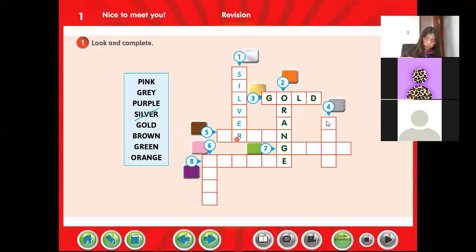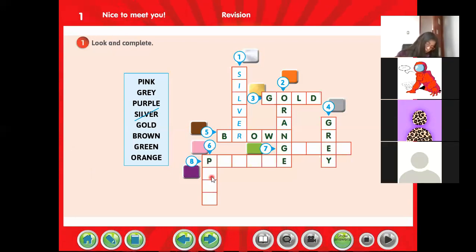Javier Salazar, number four. In order, please, in order. Javier, number four. Gray. Oh, very good, my friend. Catherine, the next, number five. Brown. Excellent. Brown. Alejandro Ramos, number six. Pink. Alejandro Ramos, pink. Excellent, my friend. Good job. Viviana Arroyos, seven. Number seven, look. Green. Oh, green, okay, green.